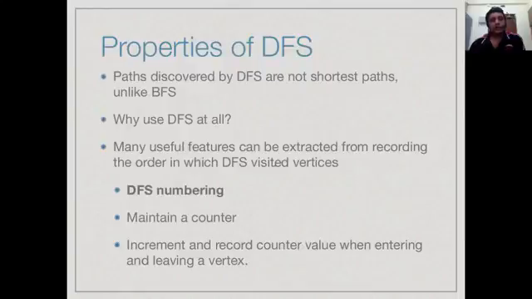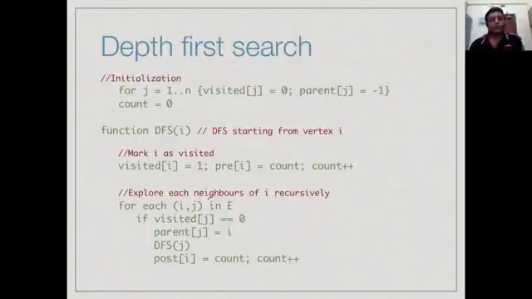So for this, we augment DFS with something called numbering. We maintain a counter which we increment every time we enter a vertex, when DFS starts on a vertex, and when it leaves. So we associate with each vertex in the graph two values: the value of the counter when I did DFS of j for the first time, and the value of the counter when DFS of j exited. So this is how we would do this in our algorithm.